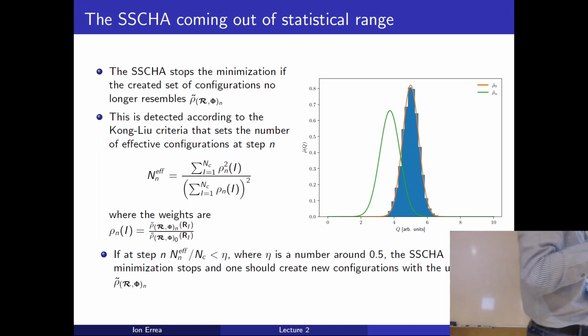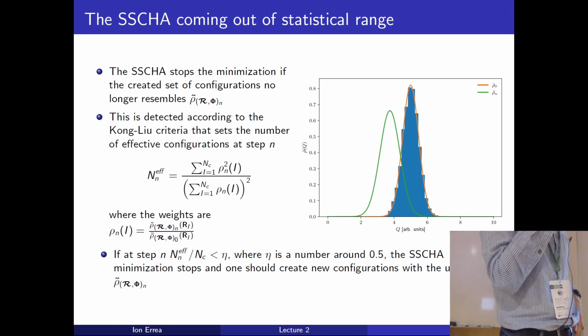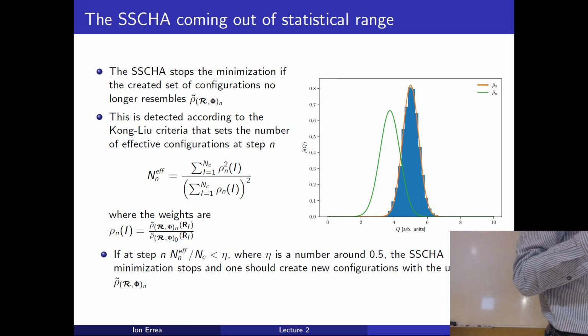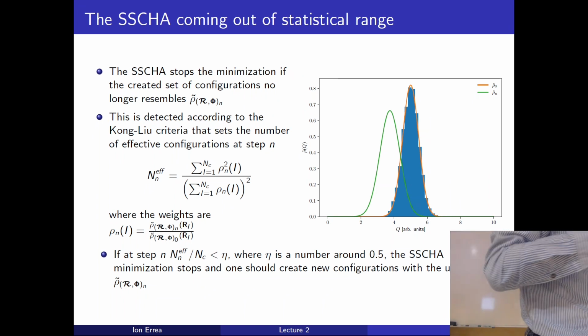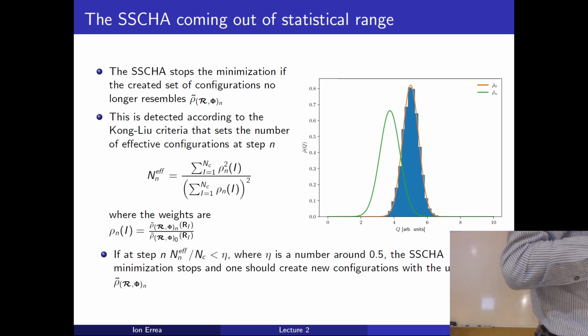So this is a bit of the story that I was talking about, getting out of the statistical range. Imagine that this is our initial Gaussian distribution, and we have created configurations according to this distribution function. This is the histogram of the configurations created. What can happen is that eventually, as you do the minimization, your centroids are changing. Let's say the center of the position is shifting down, and also the width is changing, so the auxiliary phonons are changing. Eventually you end up in this situation.